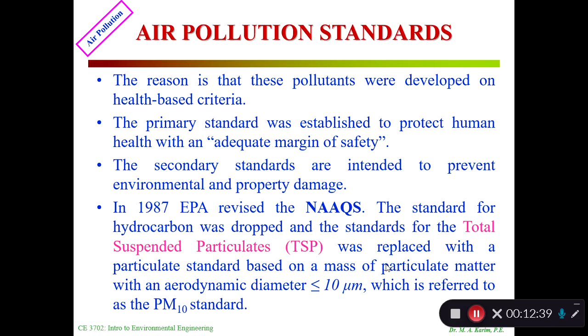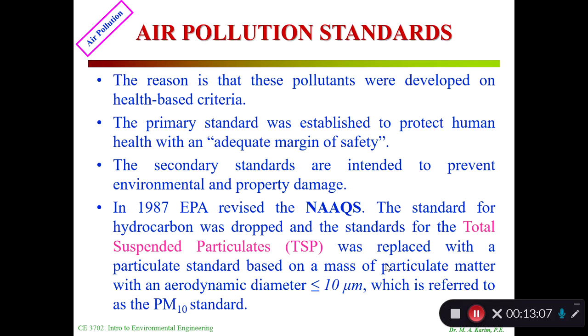The reason is that these pollutants were developed on health-based criteria. Mainly health-based criteria, that's why they call them primary criteria pollutants or secondary criteria pollutants. Ozone has a good side too, I will discuss it more later. The primary standards are established to protect human health with an adequate margin of safety. The secondary standards are intended to prevent environmental and property damage, like ozone. Ozone has a little bit of health effect, but not a whole lot.